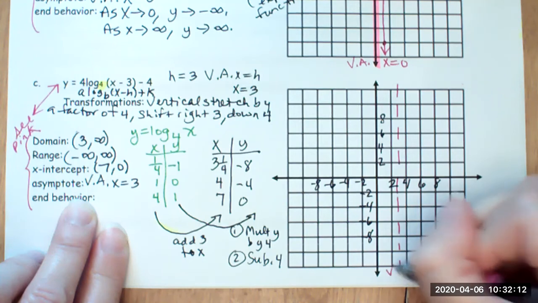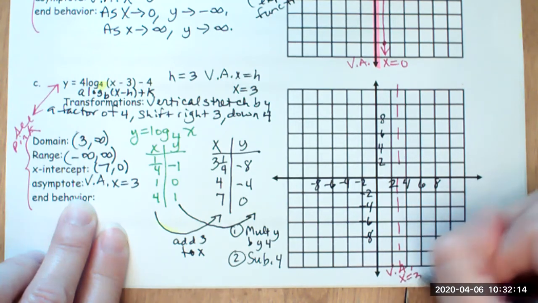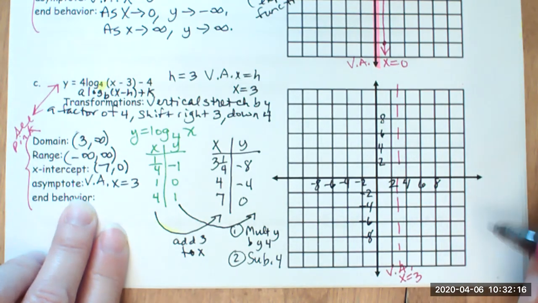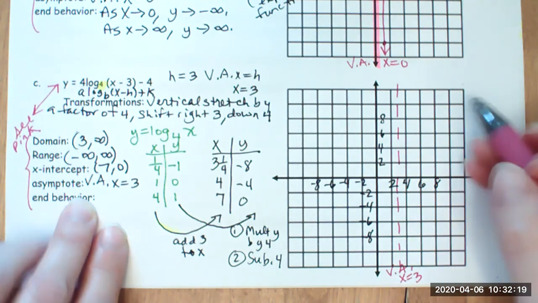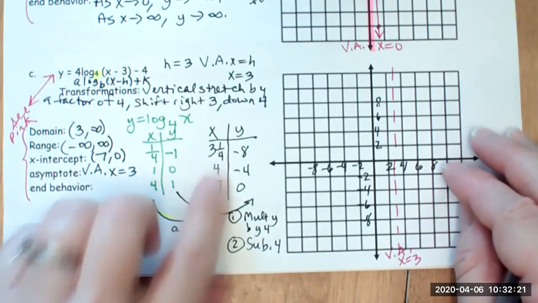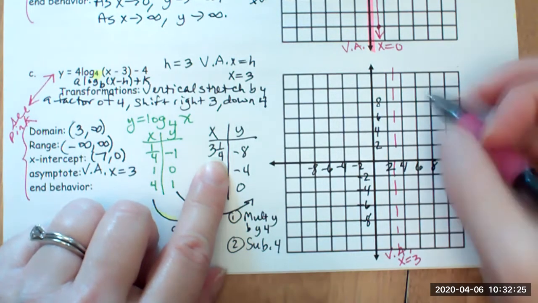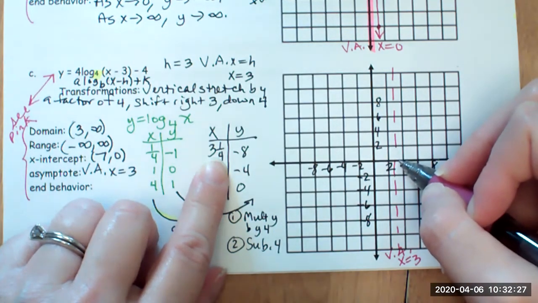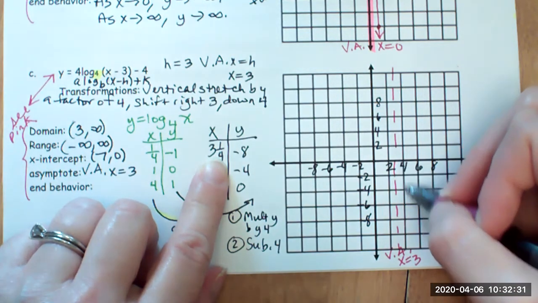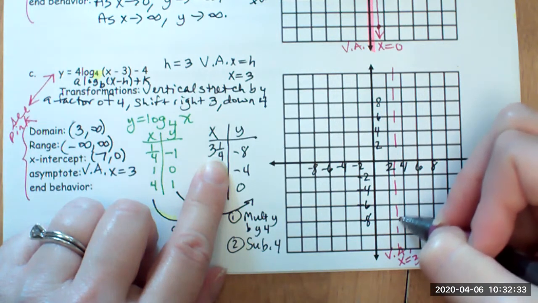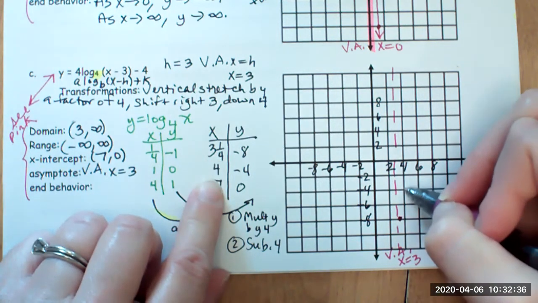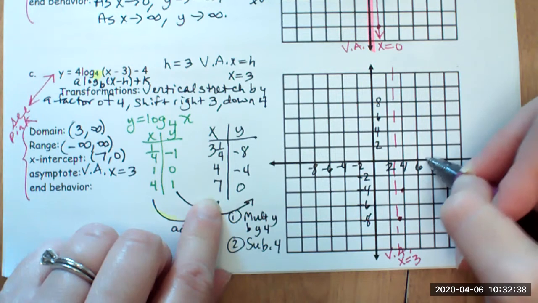Here it is, the vertical asymptote at x equals 3. And now we can graph the points. So we've got (3 1/4, -8). Let's see, (3 1/4, -8). So just a little bit to the right of that vertical asymptote, go down to -8, and there's your point. (4, -4), and (7, 0).